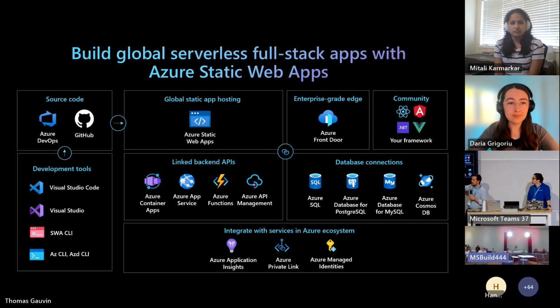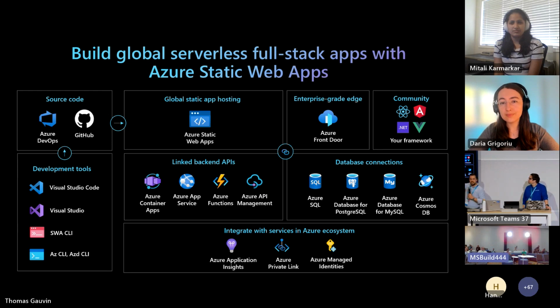And over time, we've seen that a lot of customers want to add functionality onto their static web apps. And so what we ended up building is making it very easy for you to connect with the rest of your Azure services. So that's with our linked backend APIs, whether that be container apps, app service, function apps, or API management. And this is actually one of the features that went GA this build. So we're really happy about that.